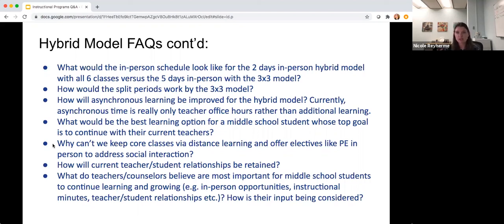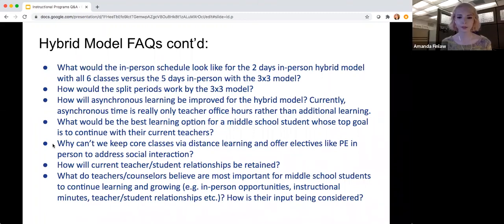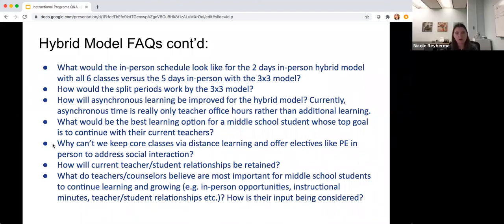I would say that you will likely have the least amount of disruption to your schedule in the in-person hybrid model. Why can't we keep core classes via distance learning and offer electives like PE in person to address social interaction? Currently, our working group is considering all options in order to provide for a safe reopening for both students and staff.